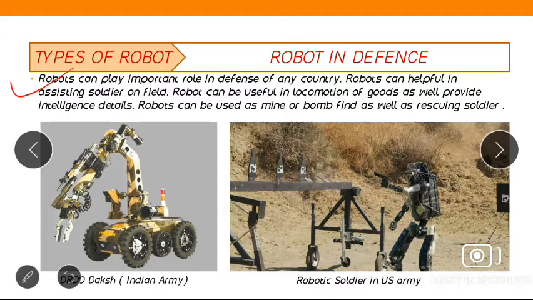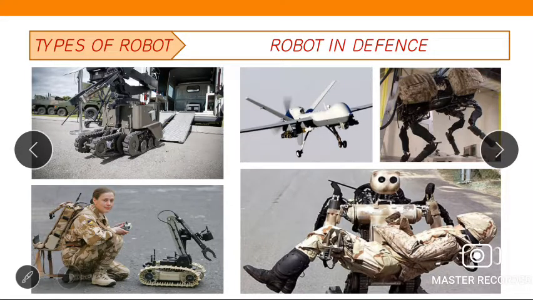And they can be useful for intelligence details. They can be used for finding bombs or mines. They can rescue soldiers. This is a very interesting application. Okay, they can rescue the soldiers, they can save lives. Like right now, you can see they are rescuing people. They can be useful for detecting mines. This is an aerial robot which can be used for providing support to the military or soldiers. They can provide facilities, food, or ammo. Okay, so they can be useful.